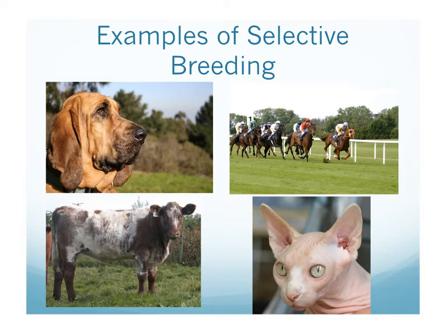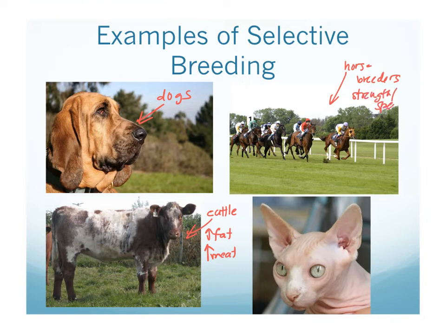So again, an example of selective breeding would be choosing dog breeds, right here, so dogs, okay. Breeding cattle for high fat and high meat, okay. Horse breeders for strength and speed. And exotic animals, such as this cat right here. All right, or hairless, because if you have allergies, you can't tolerate hair in your house.